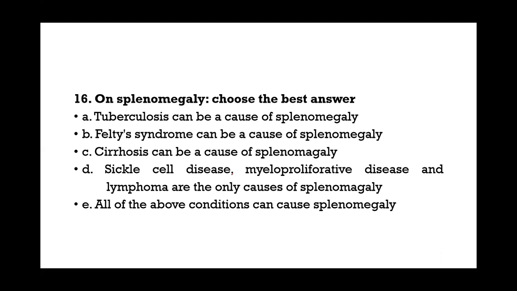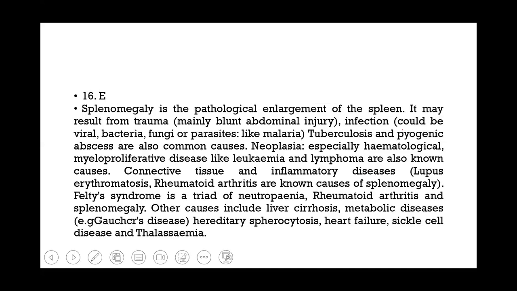Now, if you look at these options, you realize that most of them are correct. So if you take E, all of the above conditions can cause splenomegaly, that will be the single most appropriate answer. So let us look at the discussion. Splenomegaly is a pathological enlargement of the spleen. It may result from trauma, mainly blunt abdominal trauma.